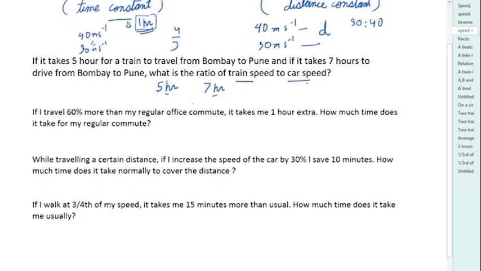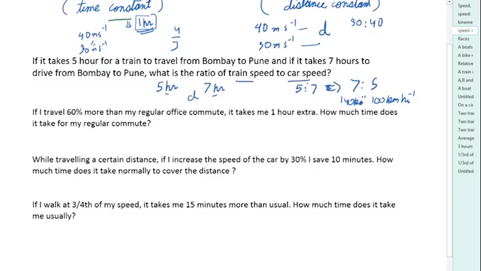So assuming distance is the same, as we have noticed, speed is inversely proportional to time. So if the time ratio is 5:7, the speed ratio would be 7:5. So the train is 7 by 5 times what the car is. If the car were traveling at 100 km per hour, the train is probably traveling at 140 km per hour. Okay. In case you guys have doubts, please raise them in the questions and I'll take them.